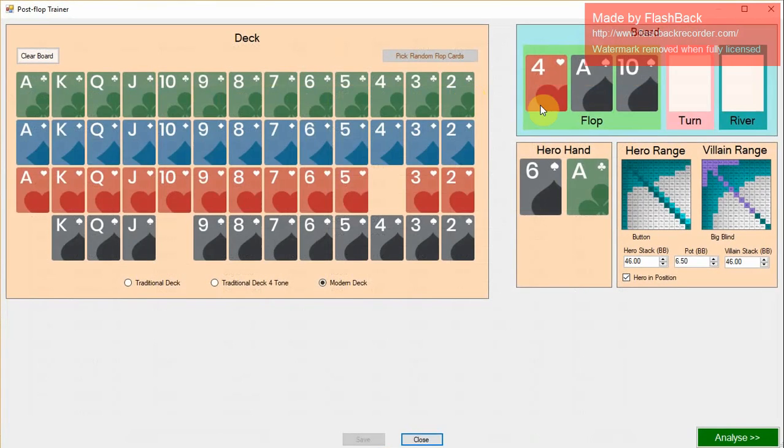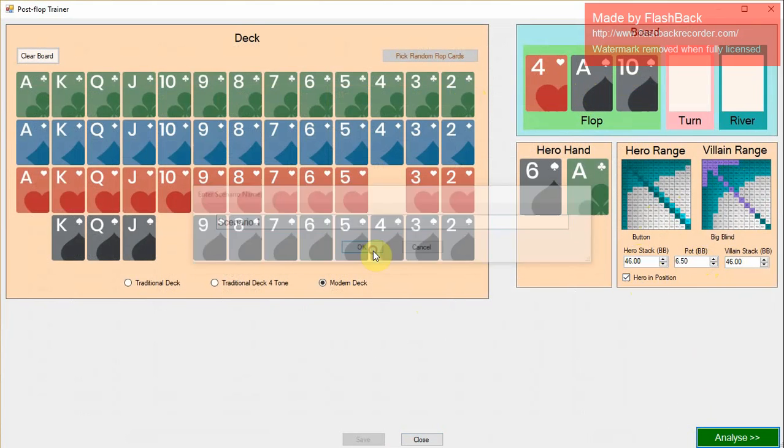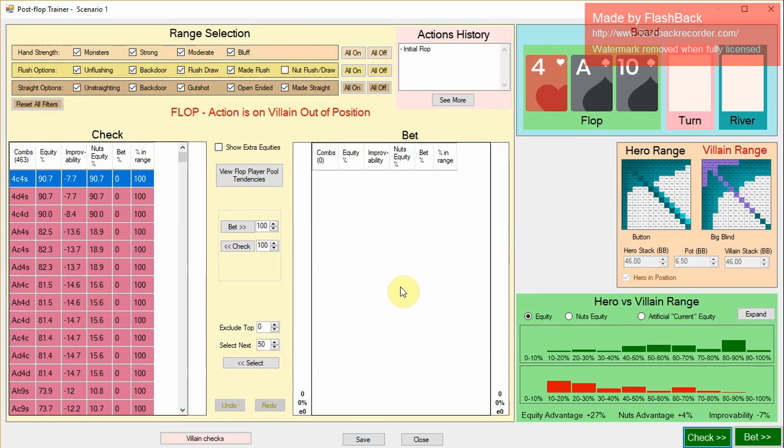So if I double click that hand, you can see it will create me a scenario. It populates the hero range from my button open range I've defined and the villain range based on the big blind calling range. Effective stack sizes were 46. Hero's in position. Pot size was 6.5. It's populated all the data. So we press analyze, put in a name for our scenario, and it will take us to the flop.